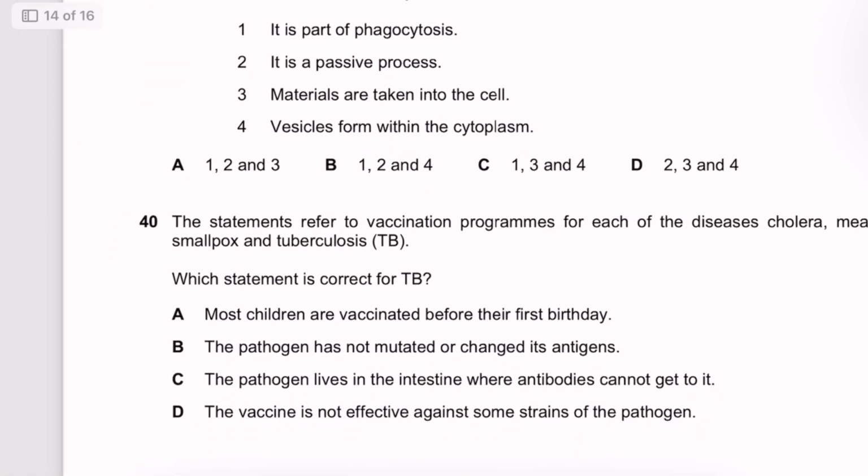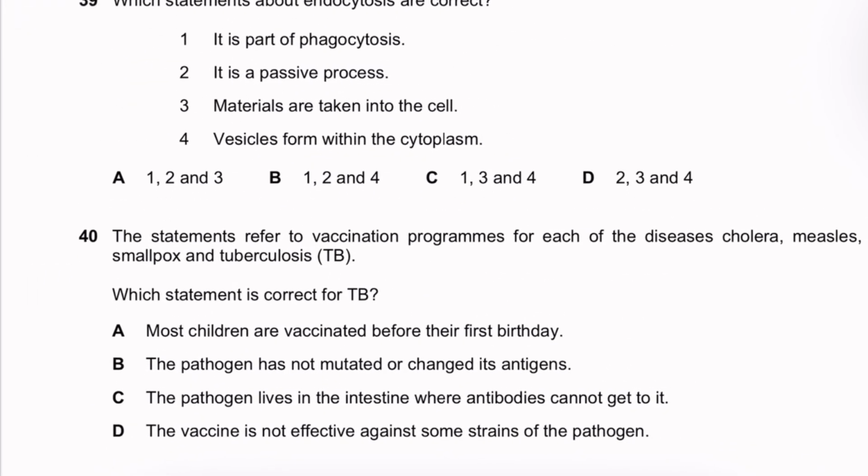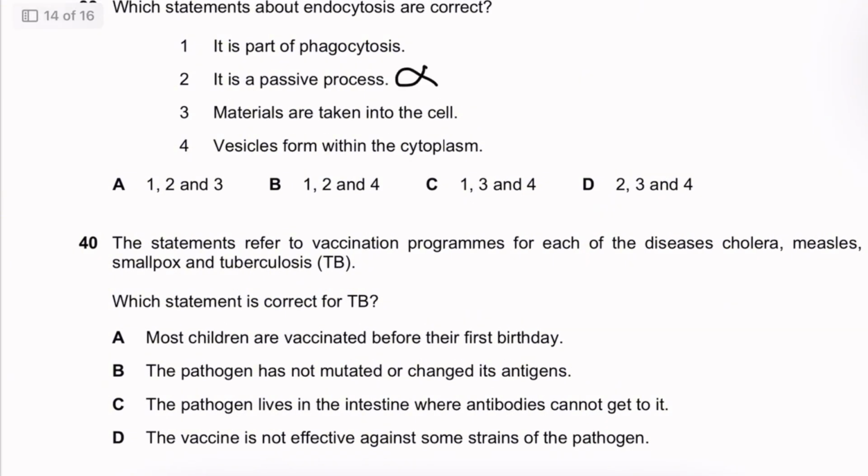Which statements about endocytosis are correct? Okay, about endocytosis. It's a part of phagocytosis is true. It's a passive process is wrong. Of course not. Endocytosis is an active process. The membranes are going to close up and form vesicles. And so no, the process requires a whole lot of energy, actually.